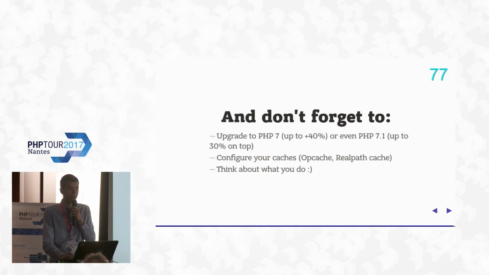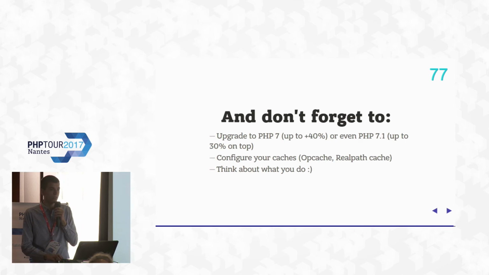And don't forget to upgrade to PHP 7, because it brings up to 40% of application performance, or even to 7.1. It will give you up to 30% on top. Configure your caches, opcache, realpath cache. They are not constant, they can be configured. Go to your server.